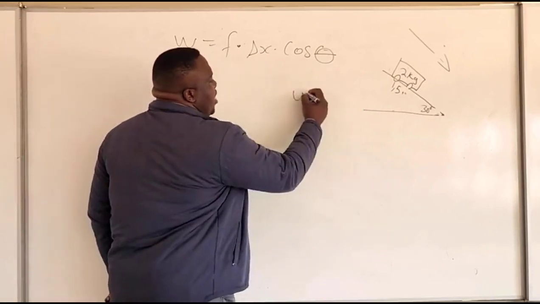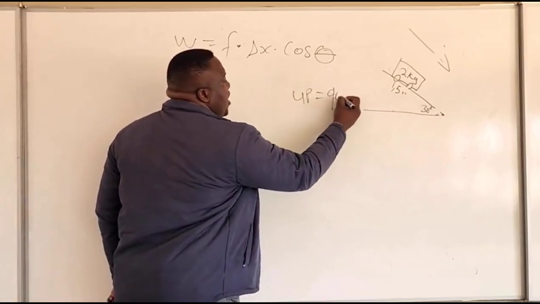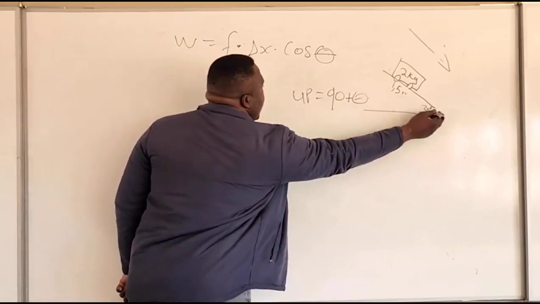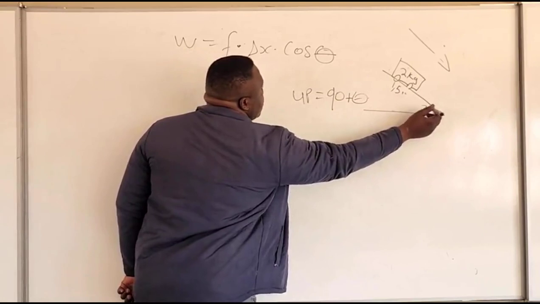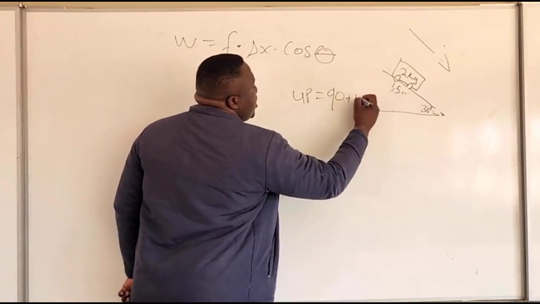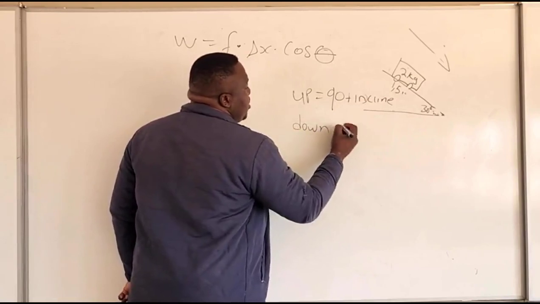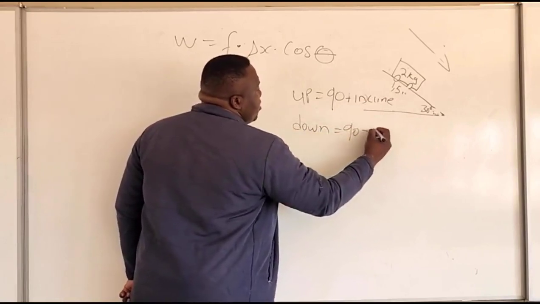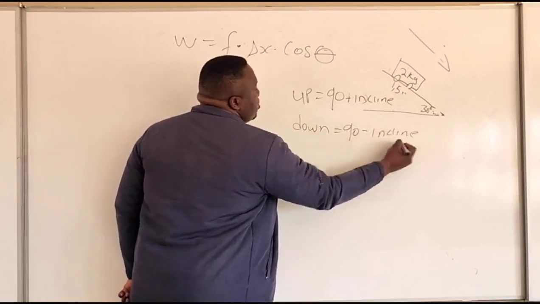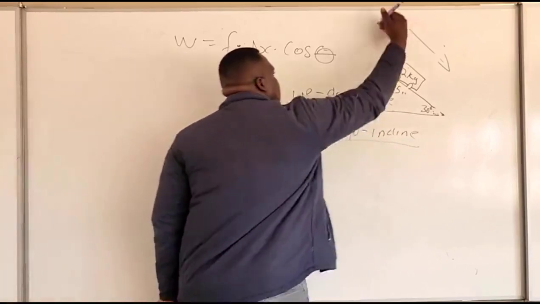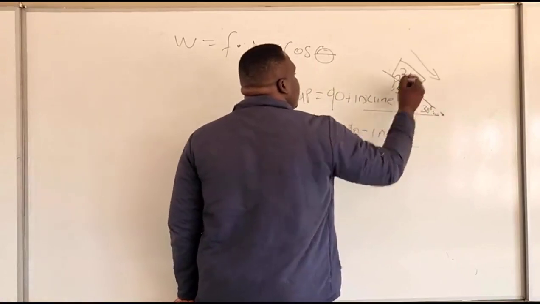When the object is going up it is 90 plus theta. Theta, I'm talking about this one. Let me write incline. Then down it is 90 minus incline. Understand? So in this case, the object was coming down. The object is coming in this direction.